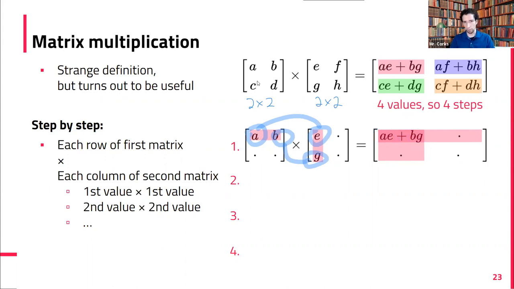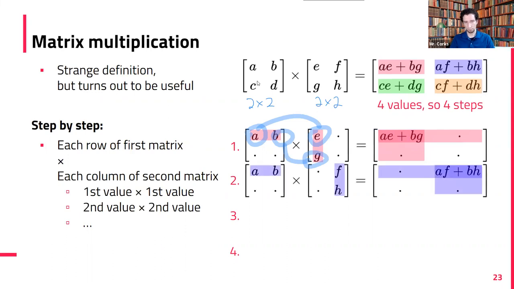Okay, let's do another one here. So for the second position, we're still working with the first row. We're not done. We have to do each row times each column. So first row still, but now times the second column, F, H. So then it's A times F, which we see here. And then it's B times H here. Do those multiplication steps, then afterward add together all the results. And that whole thing is just one next position of our resulting matrix here.